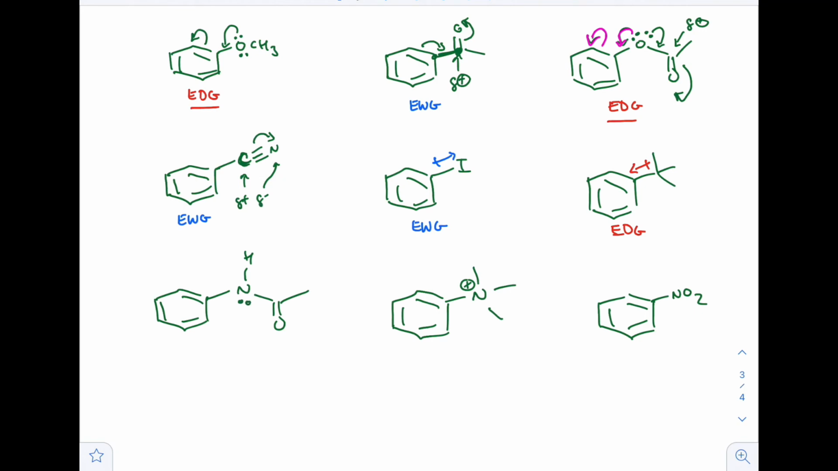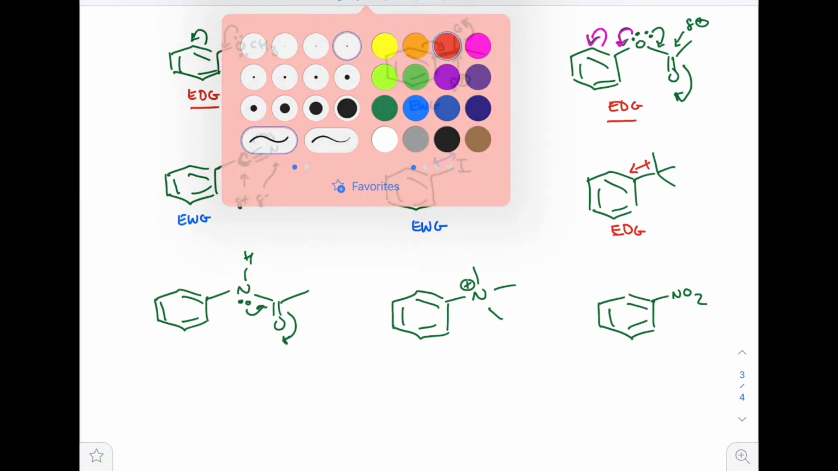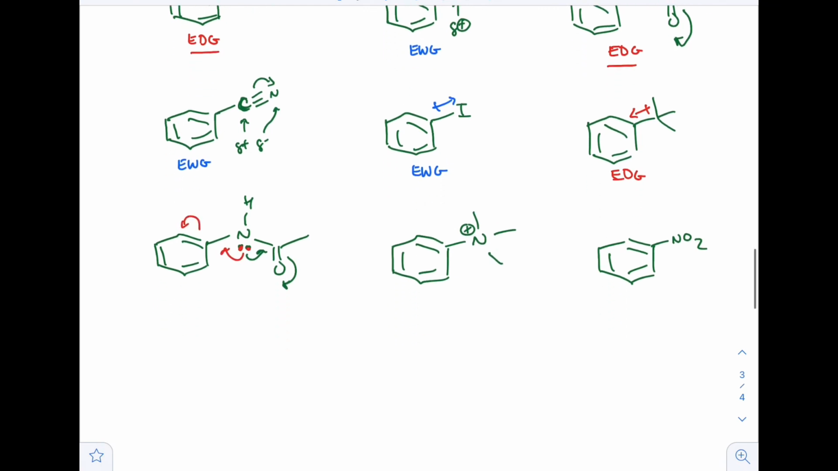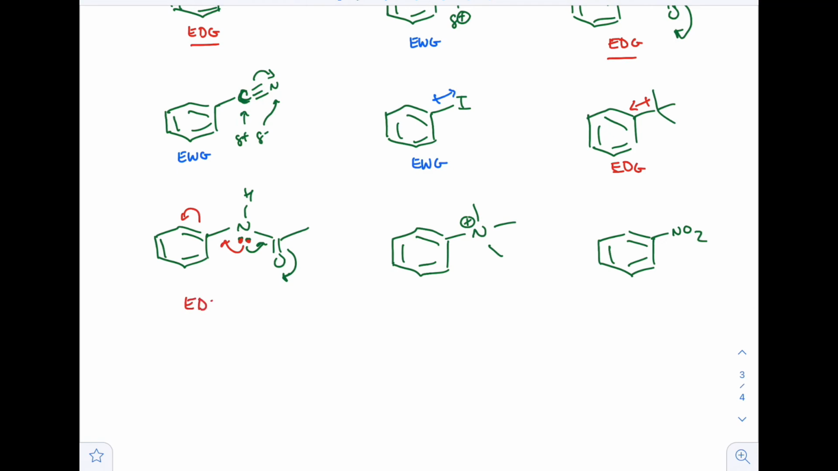Now check out this amide. Same thing as the ester above. That nitrogen can donate into the carbonyl group, but it can also donate into the ring, right? And that makes it an electron donating group because we put a negative charge on that benzene ring, okay?